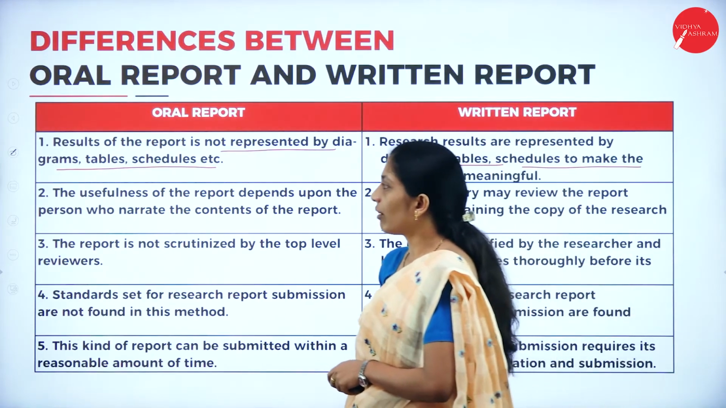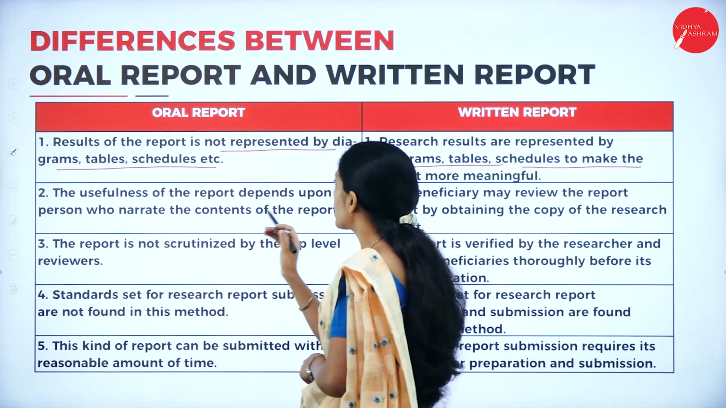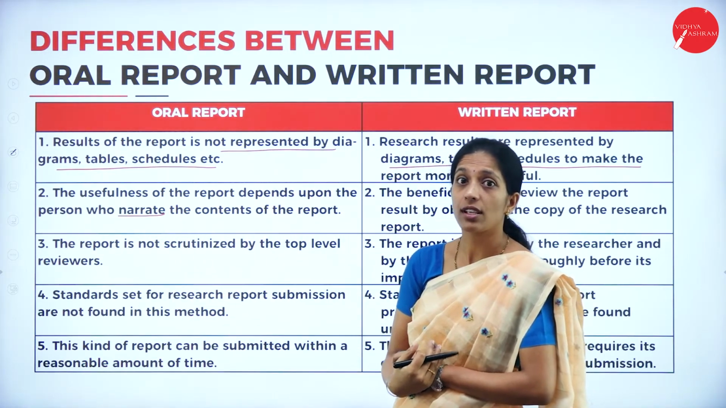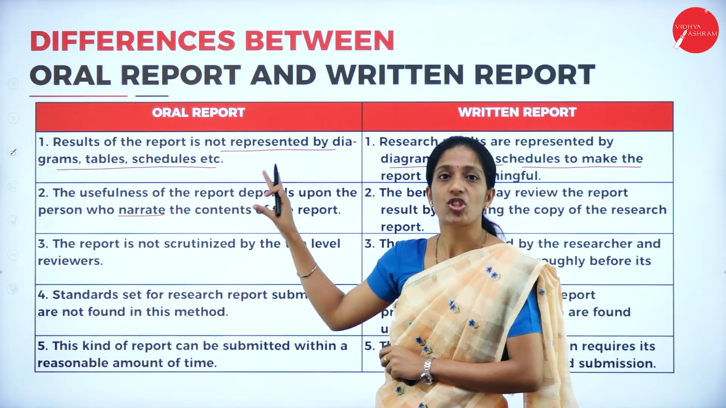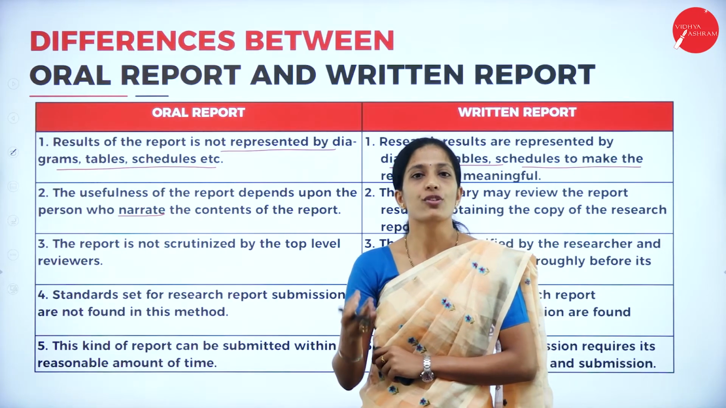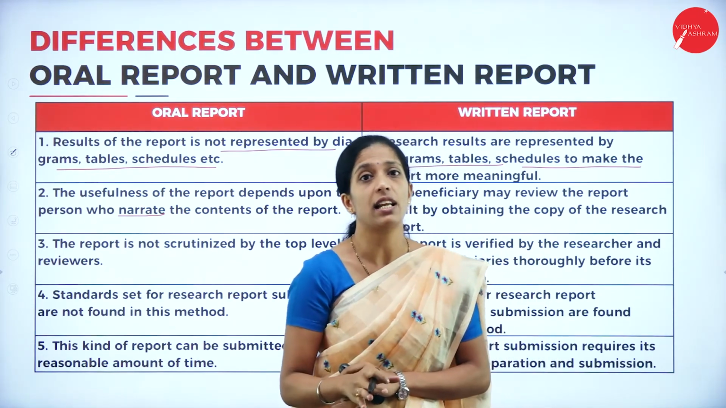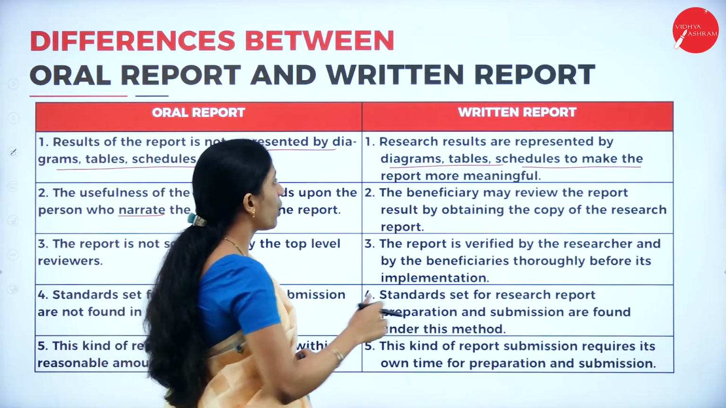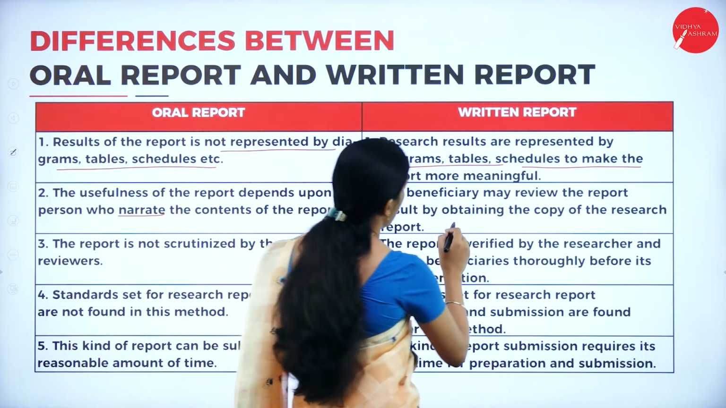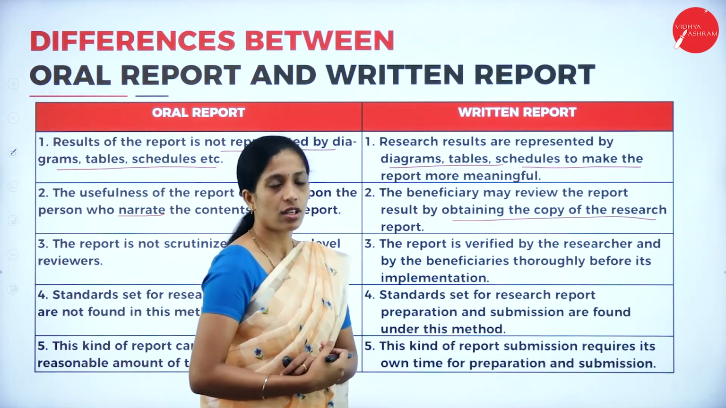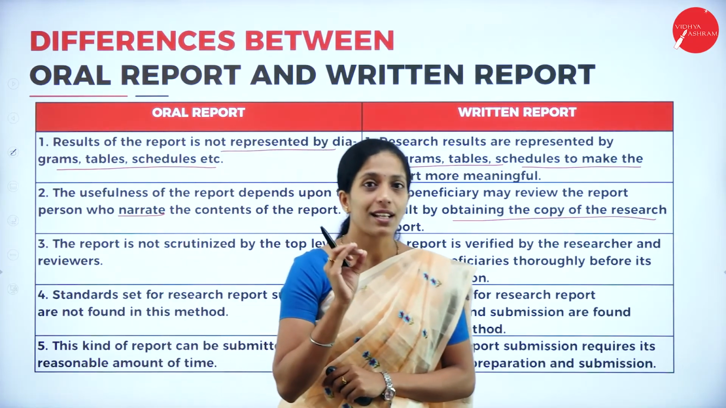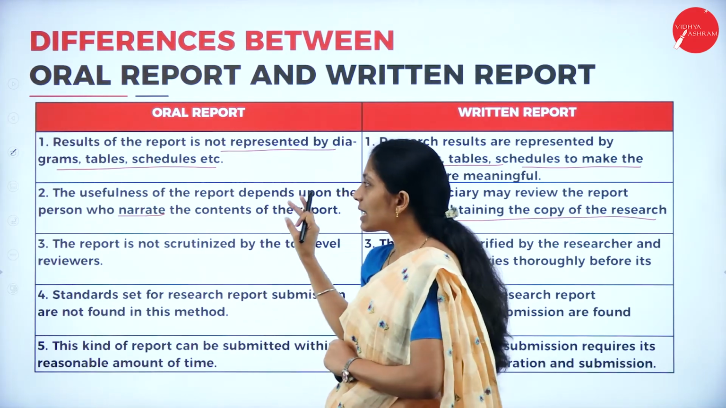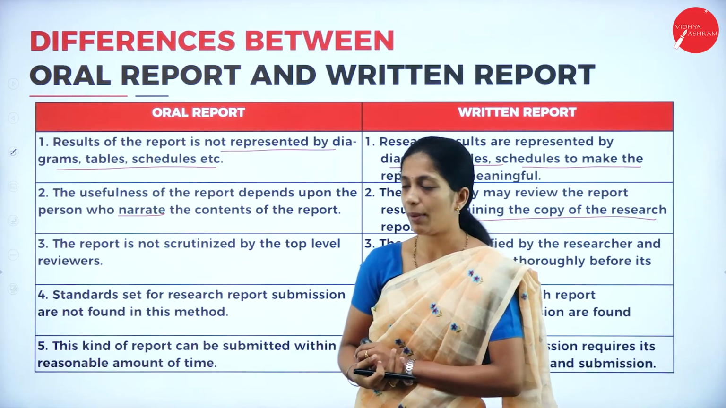The second difference is that the usefulness of the report depends upon the person who narrates the contents of the report. Under oral report, the researcher has to be a good communicator. He has to explain each and every activity in detail. Then only will the oral report be effective. Whereas in the written report, the beneficiary may review the report results by obtaining a copy of the research report. Here the report is presented in writing, where the presentation of the copy is very important, whereas in oral report the presentation of communication is very important.